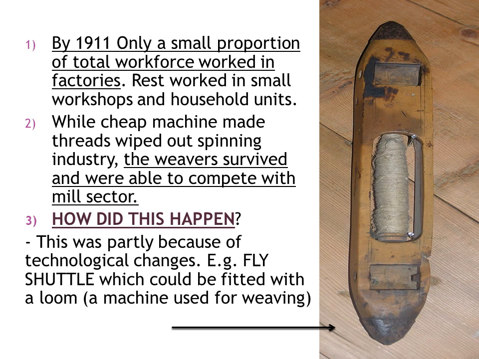How did this happen? Why were majority of workers engaged in workshops and household units? This is partly because of technological changes. There were many technological innovations that kept on coming up, and they were cheap and they could be purchased by the poor weavers as well. For example, fly shuttle. This was a machine that could be fitted with a loom, that means a machine used for weaving, and as a result, it made the production process very fast. The whole loom could now be operated by one weaver only.